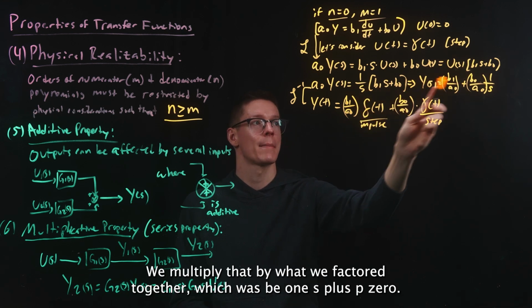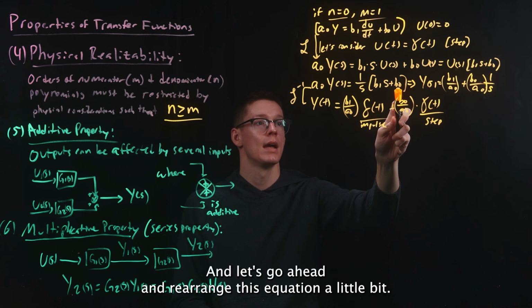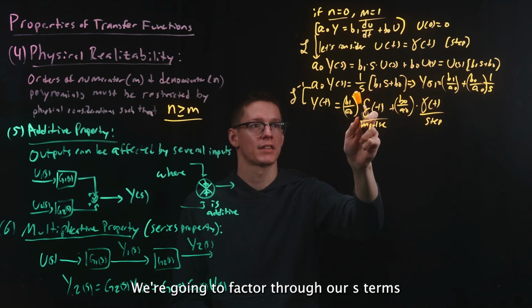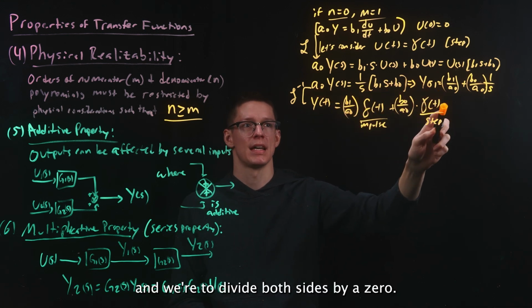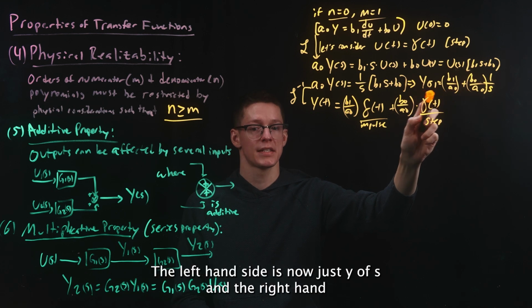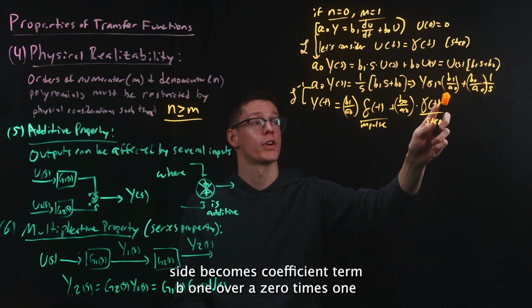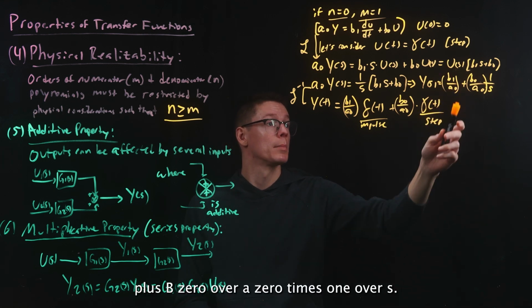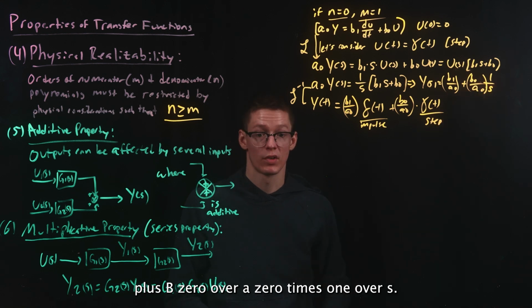We multiply that by what we factored together, which was b1 s plus b0, and let's go ahead and rearrange this equation a little bit. We're going to factor through our s terms, and we're going to divide both sides by a0. The left-hand side is now just y of s, and the right-hand side becomes the coefficient term b1 over a0 times 1 plus b0 over a0 times 1 over s.